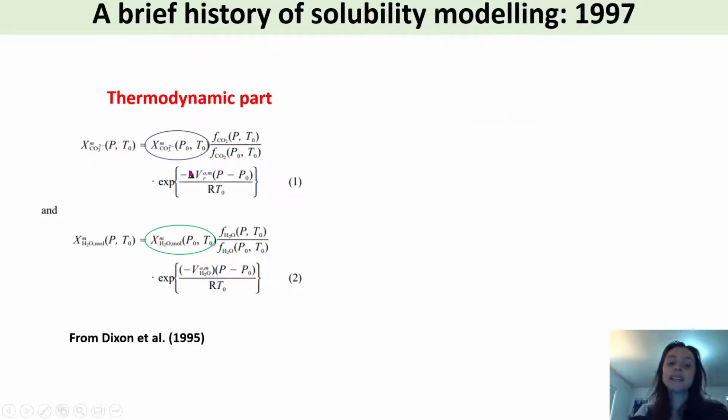So what they did is they took these initial models from Dixon et al. 1995, and the amount of CO2 that dissolves as a carbonate ion and the amount of water that dissolves as molecular water is basically an equation which has a variety of fugacity terms, a variety of thermodynamic terms, like delta V's, R over T terms, and then there was this constant, these two here.